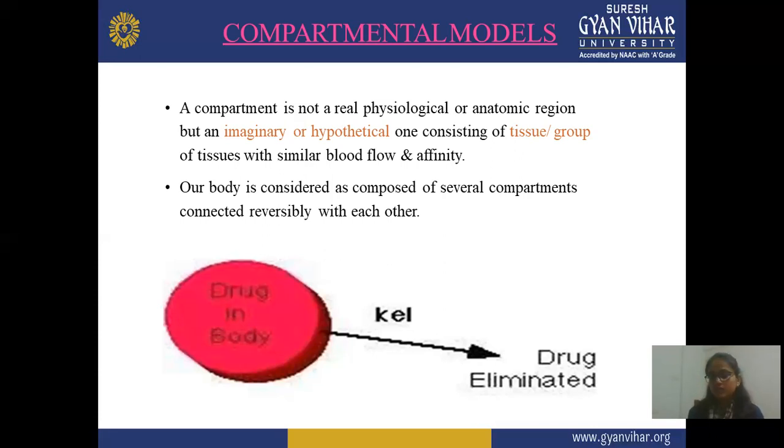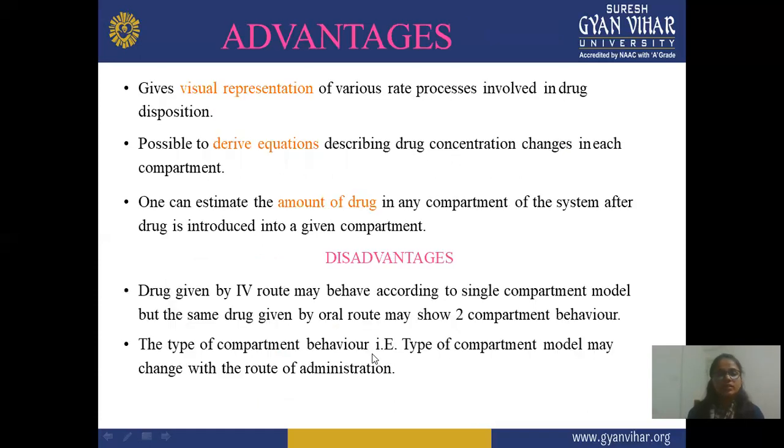So according to this interconnection of different compartments of our body, we consider this compartmental model, with several compartments reversible with each other. Suppose this is a drug present in your body, and this is KE, that is elimination, where the drug is eliminated from your body, maybe from different tissues or with a different elimination rate. So this is a compartmental model.